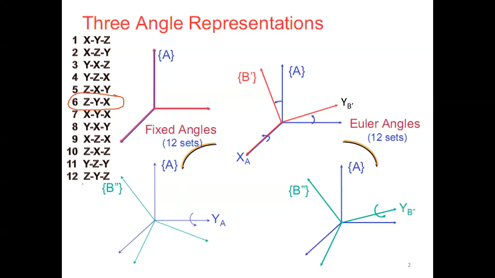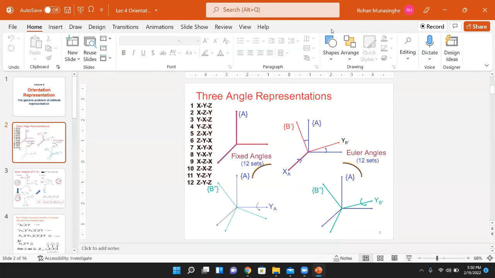But if you want to change this to a different version, say XYZ, you can do that in MATLAB, right? If you have the rotation matrix, just because you see the rotation matrix, you don't know what these angles are, right? So let me show you my MATLAB again.